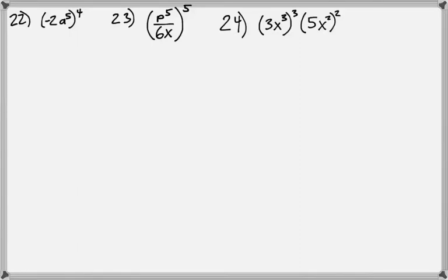With 22, negative 2 raised to the 4th, that's actually going to be a positive 16. So if you go on your calculator and do negative 2 in parentheses and raise that to 4, you get a positive 16. This is because you're taking negative 2 times negative 2 times negative 2 times negative 2, and those negatives will all cancel out because you have an even number of them.